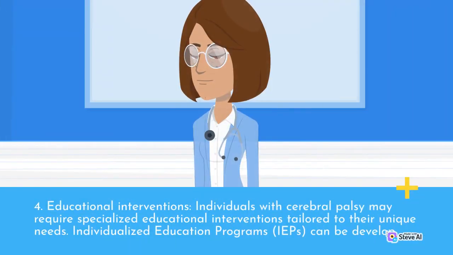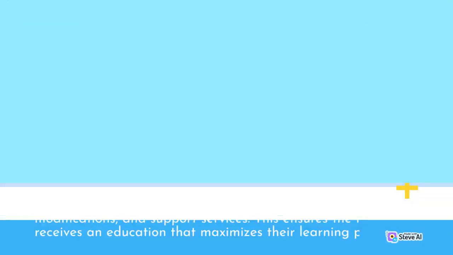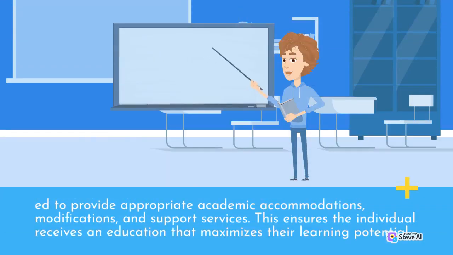4. Educational interventions. Individuals with cerebral palsy may require specialized educational interventions tailored to their unique needs. Individualized education programs, IEPs, can be developed to provide appropriate academic accommodations, modifications, and support services. This ensures the individual receives an education that maximizes their learning potential.